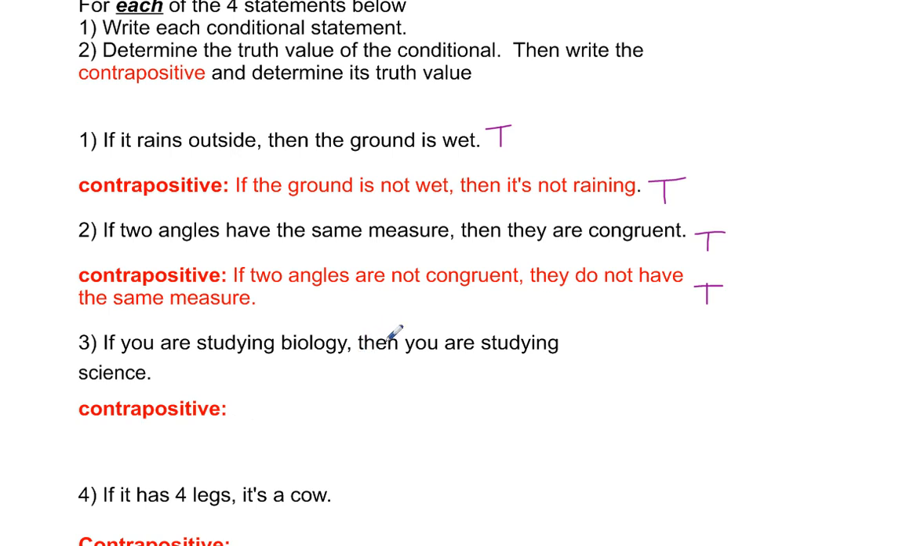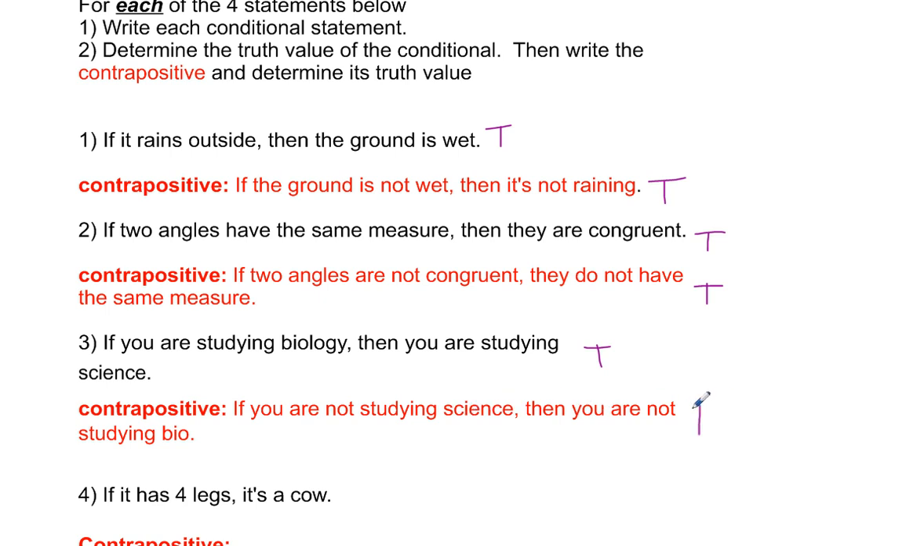Let's take a look at another one. If you are studying biology, then you are studying science. Yes, biology is a topic in the field of science. So what is the contrapositive of this? If you are not studying science, then you are not studying biology. That is absolutely true. Biology most definitely is science, right? If you are not studying science, could you possibly be studying biology? No, because if you were studying biology, you'd be studying science. So this is also true. How about the next one?